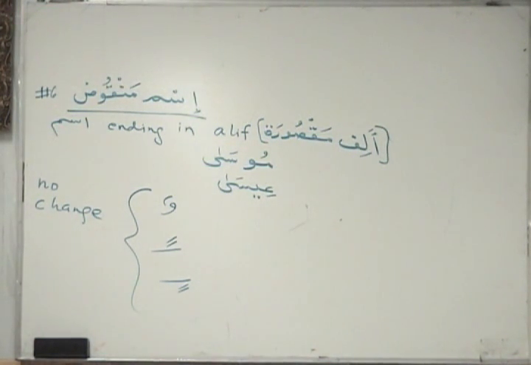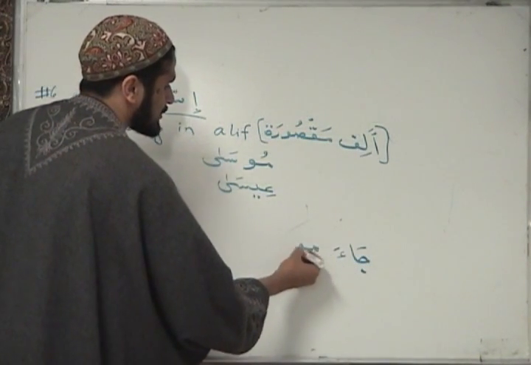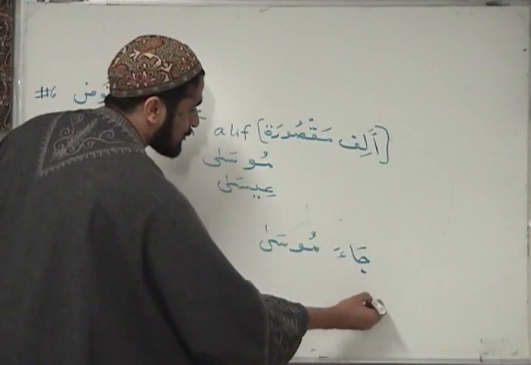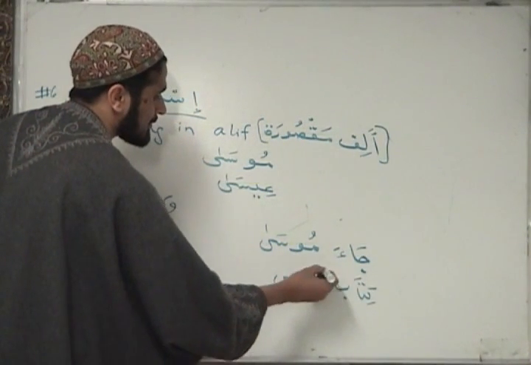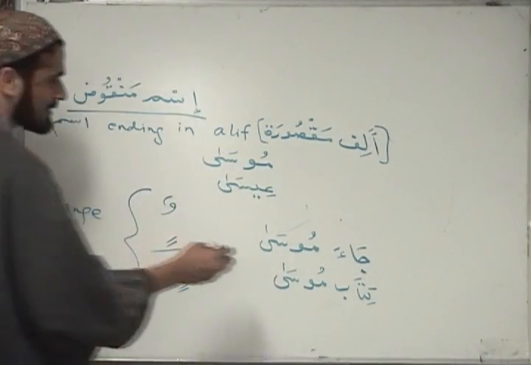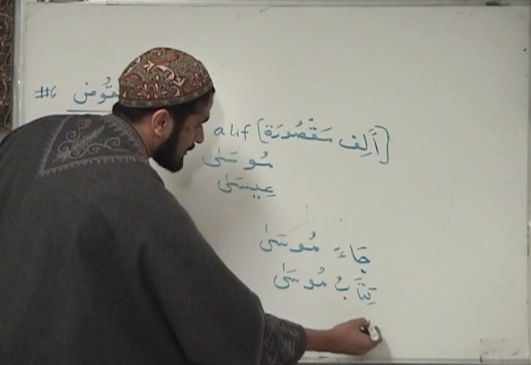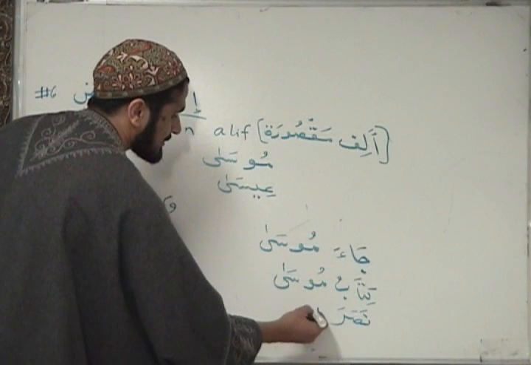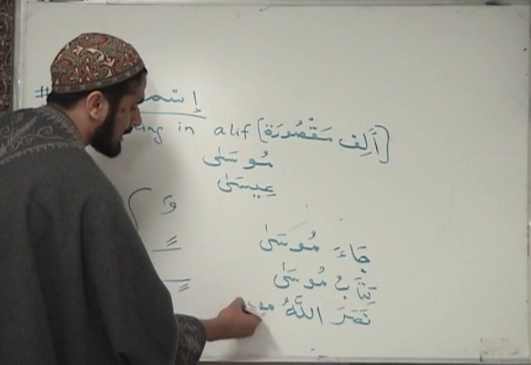So, for example, we want to say Ja'a Musa, right? When you want to say the book of Musa, you say Kitabu Musa, كتاب موسى, and this is in the Quran. ومن قبله كتاب موسى. And you can say نصر الله موسى. Allah helped Musa.